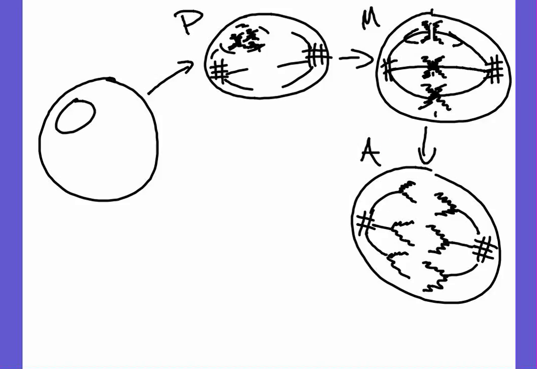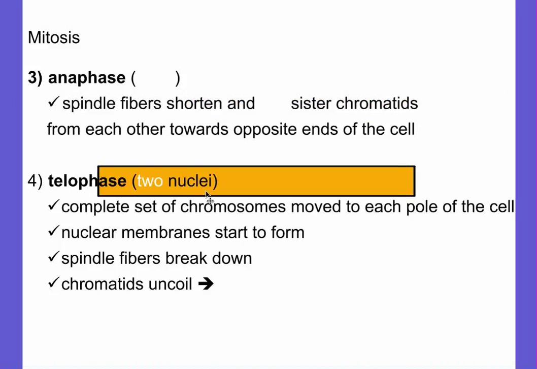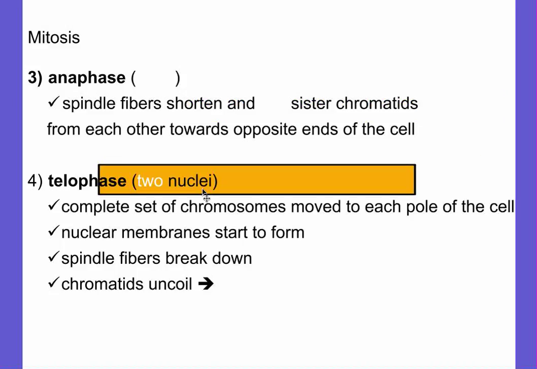The last phase of mitosis is telophase. Telophase is also going to have a keyword for us. This time it's going to be 2, the number 2. Right? Once you have a complete set of chromosomes moved to each end of the cell, you're going to start forming new nuclei to surround those chromosomes.